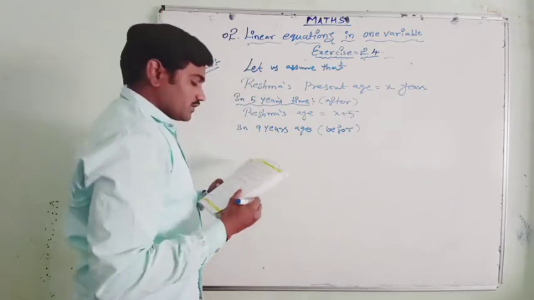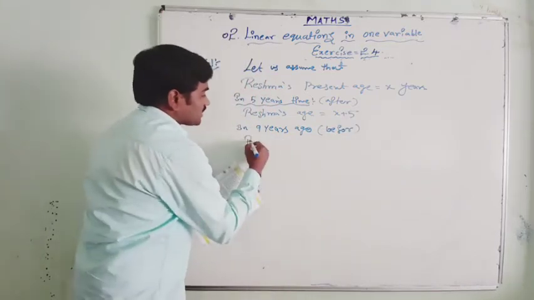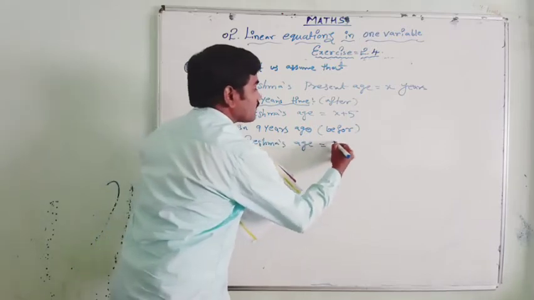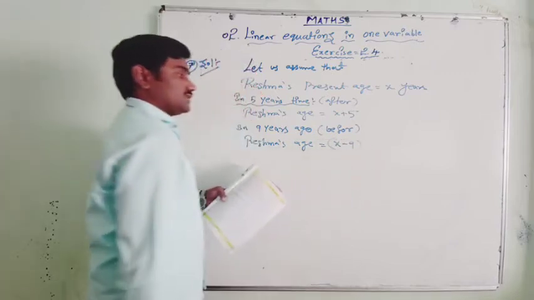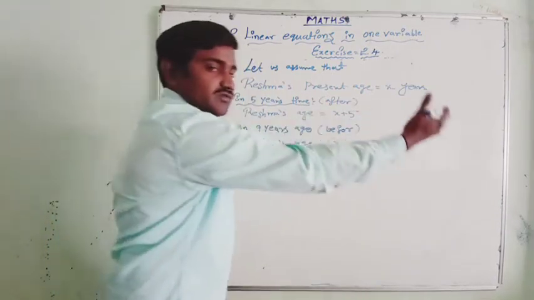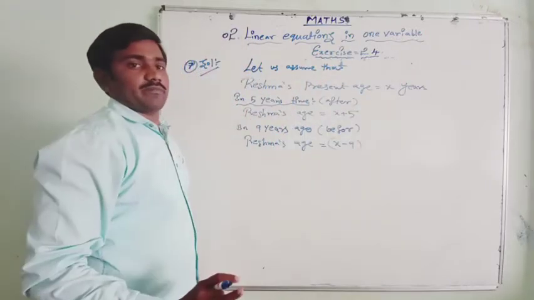Before 9 years, Reshma's age is equal to x minus 9 years. Her present age is x years. After 5 years, it is x plus 5. Before 9 years, it is x minus 9.